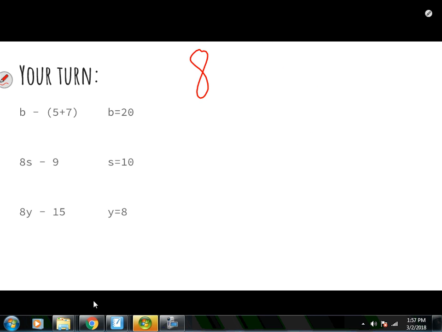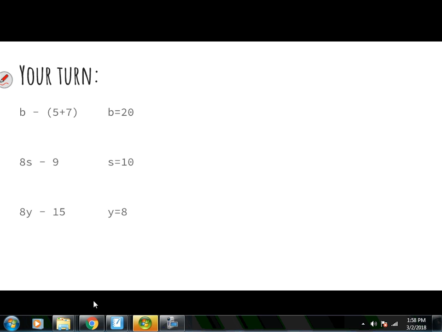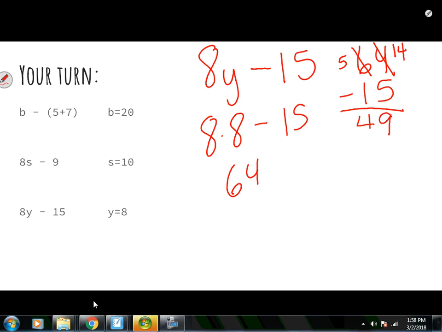If we have 8s minus 9, s is equal to 10. 8 times 10 minus 9, 80 minus 9 is equal to 71. And then our last one, we have 8y minus 15 when y is equal to 8. So 8 times 8 is 64, minus 15 is 49.